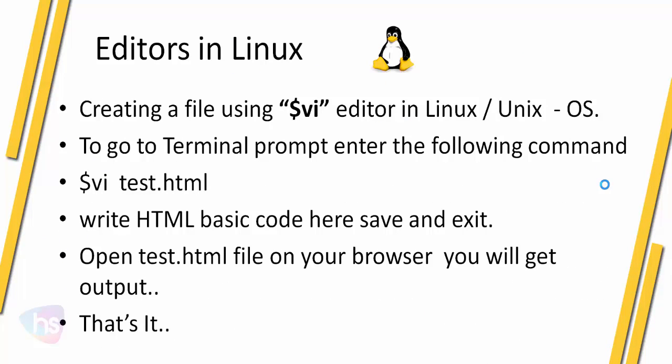Editors in the Linux operating system. Creating a file using the vi editor in Linux or Linux-based distributions like Ubuntu, Unix, CentOS, and Fedora, all of these platforms support the vi editor. Go to the terminal and enter the following command: type vi space test.html, where test is the name of the file and .html is the extension of the form. Write basic HTML code here, save and exit. Open the test.html file using your favorite browser. You will get the output of what you have written in the HTML form. That's it. It is pretty easy to create your HTML forms.